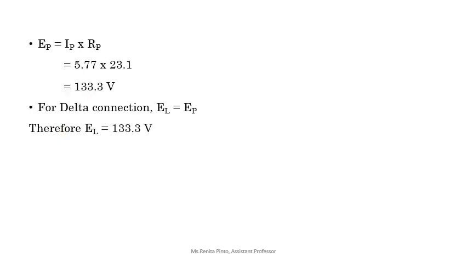So once you calculate that, you can then calculate what is the phase voltage. EP. EP is equal to IP into RP. Substitute, get the phase voltage. Now for your delta connection, you already know phase voltage is equal to the line voltage. So directly you can find out what is the line voltage.